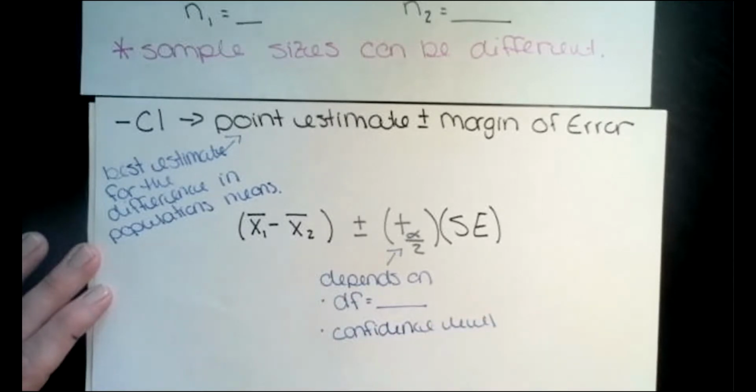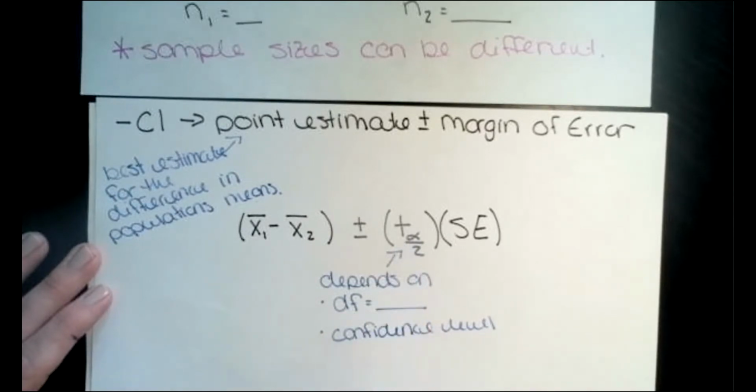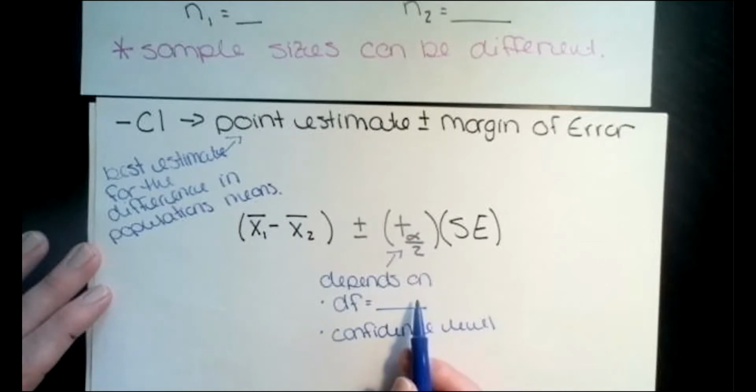Remember from last class, it depends on degrees of freedom because my T curve changes based on my degrees of freedom. Now, you'll notice I just put a line here. I didn't fill it in. Normally, I would fill it in and say, oh, well, degrees of freedom is n minus 1, like I did last class, right? But degrees of freedom is no longer n minus 1.